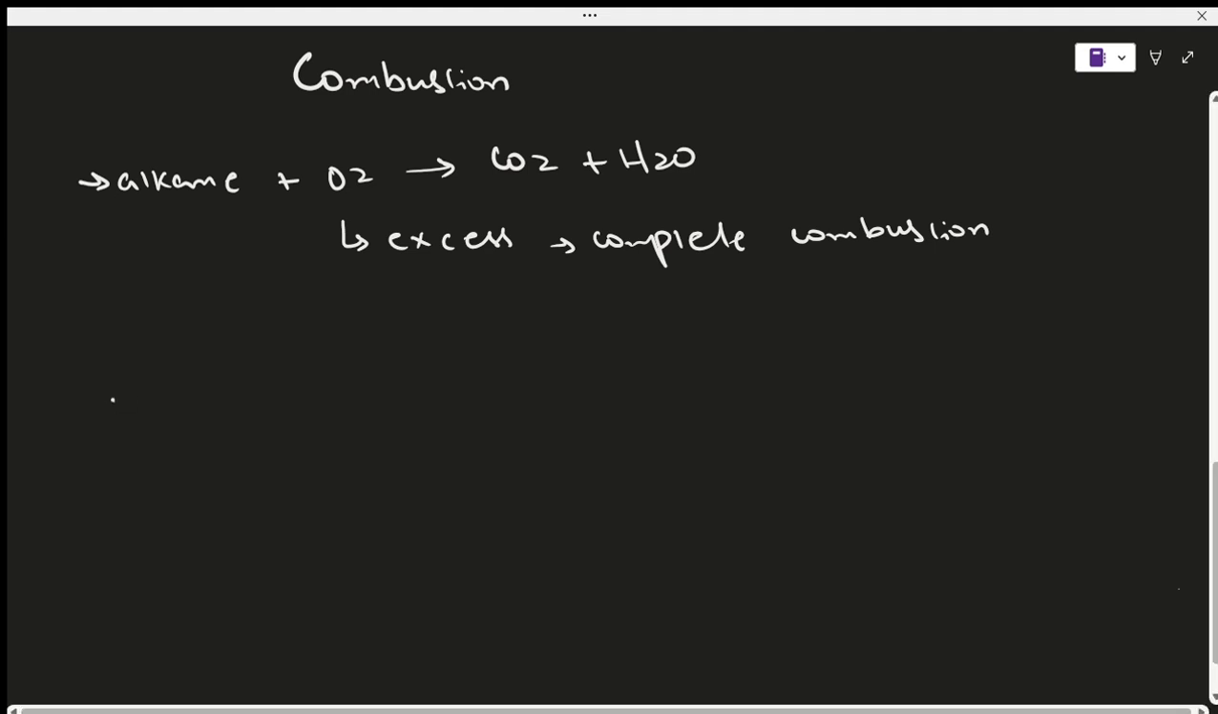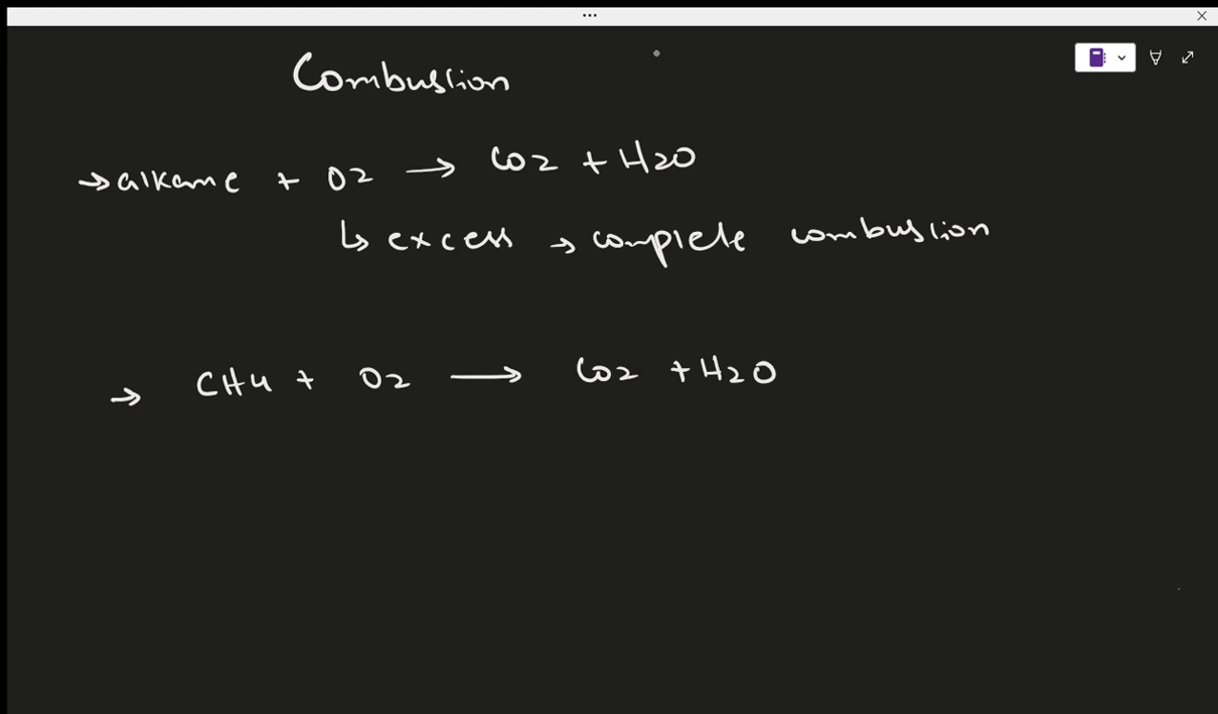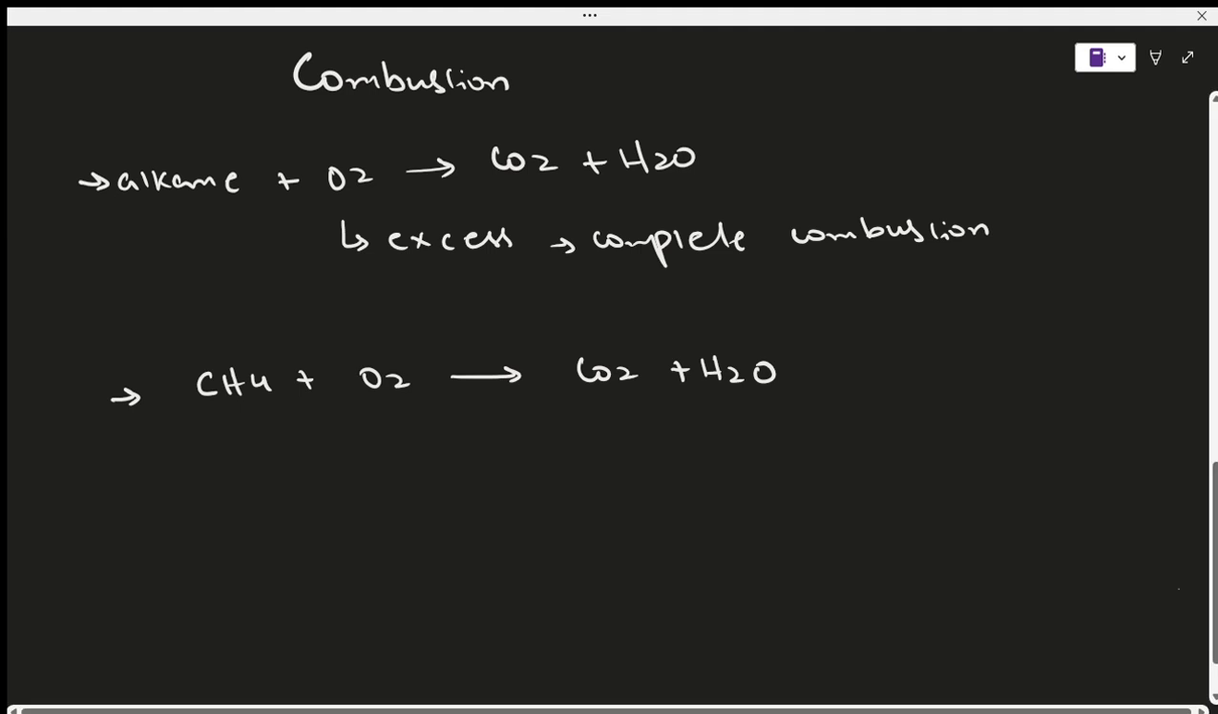If I talk about incomplete combustion, let's first take an example for an alkane. Let's say CH4 plus O2 gives CO2 plus H2O. This is an unbalanced equation, but it's a chemical equation for the complete combustion of an alkane molecule.